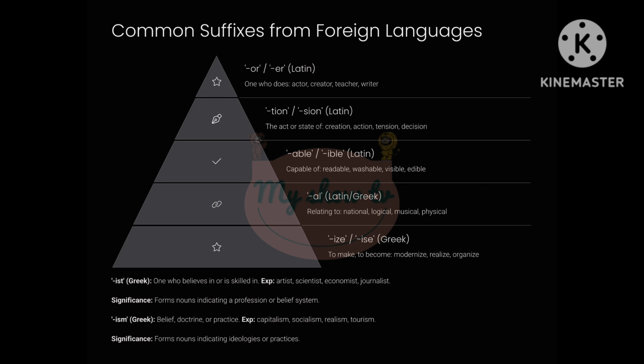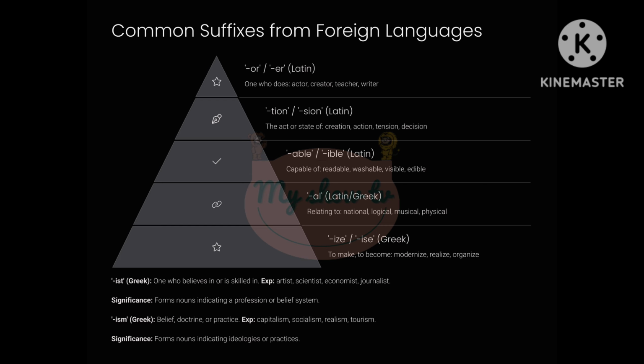5. -ize, primarily Greek, and its variant -ise, often in British English, mean to make or to become. These suffixes form verbs that indicate a process of becoming something or making something a certain way. Examples: modern plus -ize equals modernize, to make modern. Real plus -ize equals realize, to make real or understand. Organ plus -ize equals organize, to make orderly. Civil plus -ize equals civilize, to make civil.